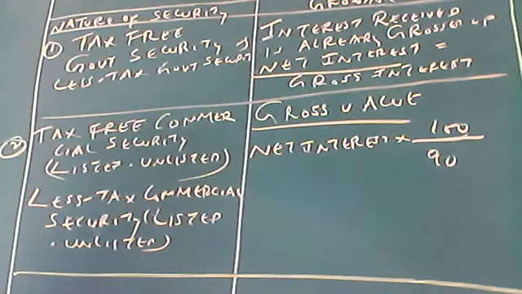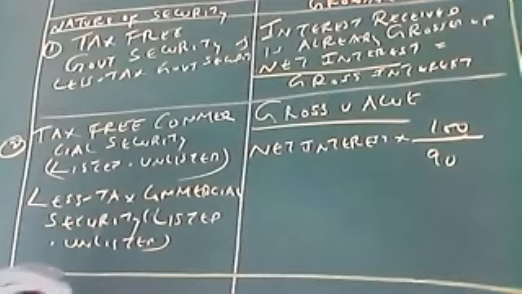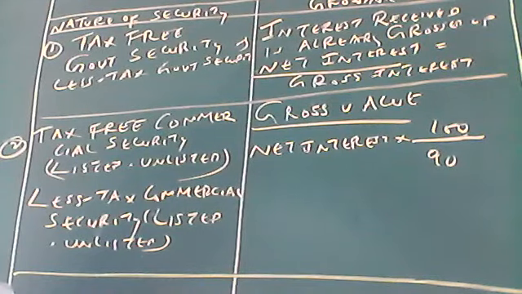Then adding up all the interest you received, we get total income on security. From that, you have to make some deductions. Those deductions are under section 57. The famous deductions are collection charges, or if you have taken a loan to buy the securities, the interest on the loan taken to buy the securities, which you can take under section 57.